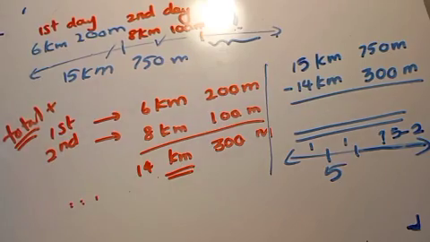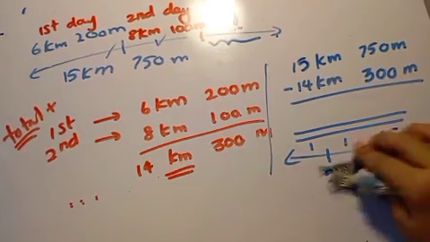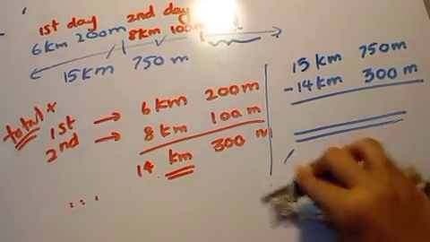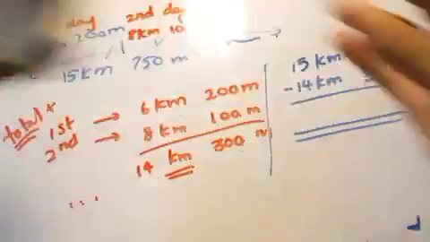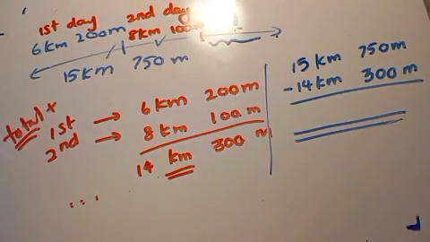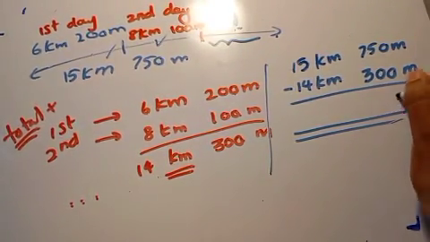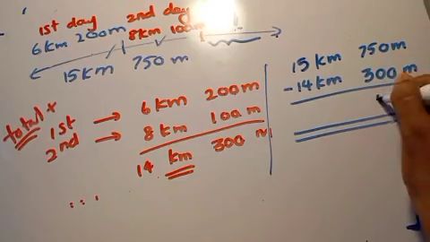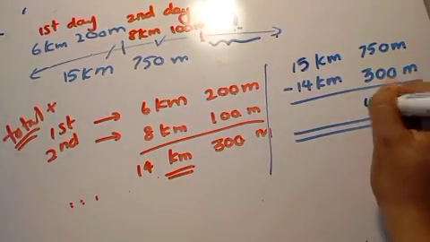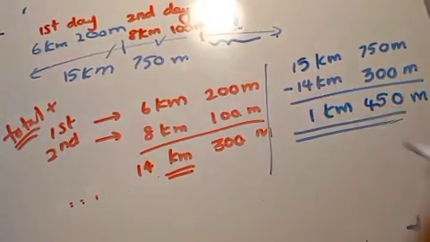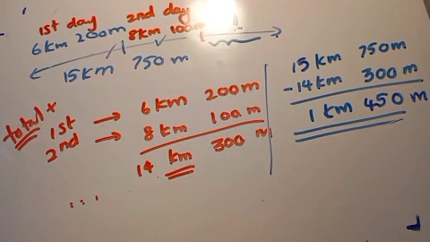So like that, 15 kilometers and 750 meters take away 14 kilometers and 300 meters. So the meter here, 0 take away 0 is 0, 5 take away 0 is 5, 7 take away 3 is 4. Here the kilometers and here the 1. Okay, if you have any mistakes, correct it.